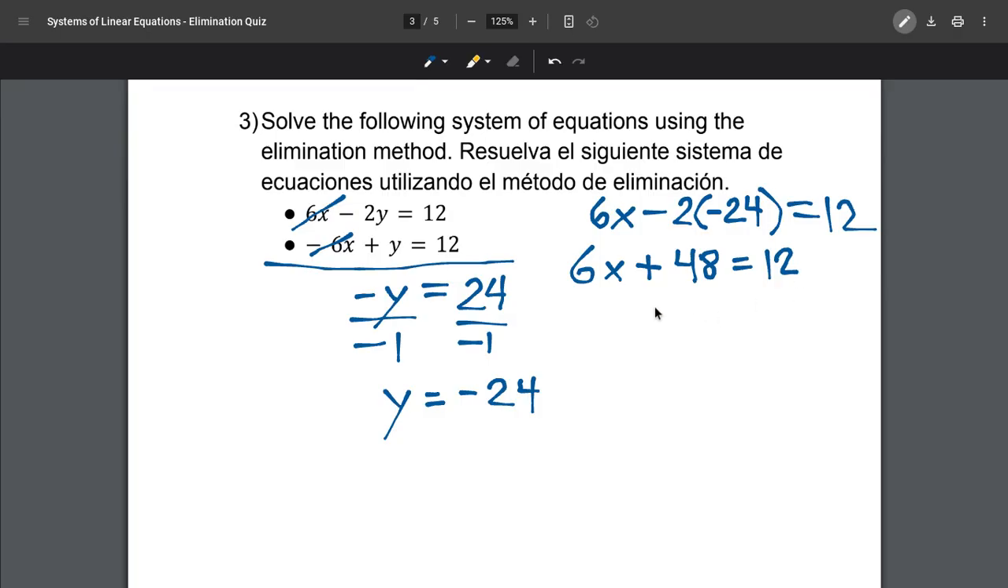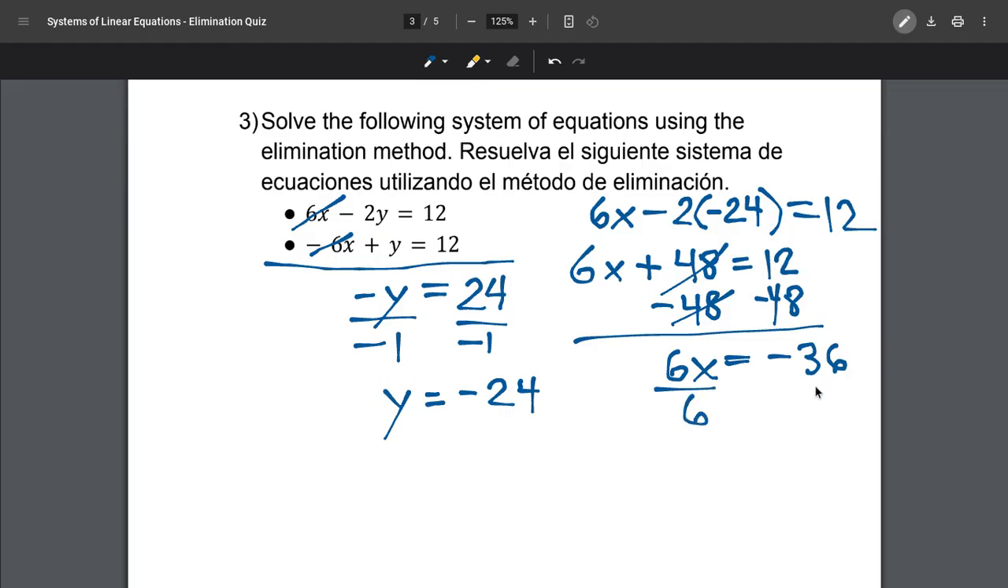I then want to subtract 48 from both sides. So cancel out here. We'll get 6x equals negative 36. Divide both sides by 6. And we get x equals negative 36 divided by 6 is negative 6.